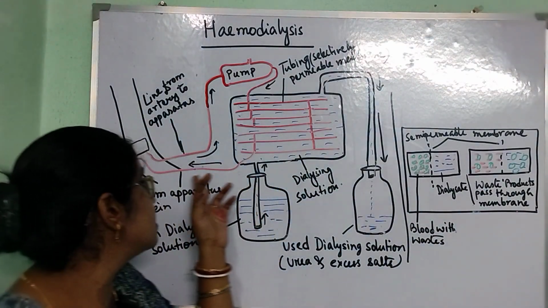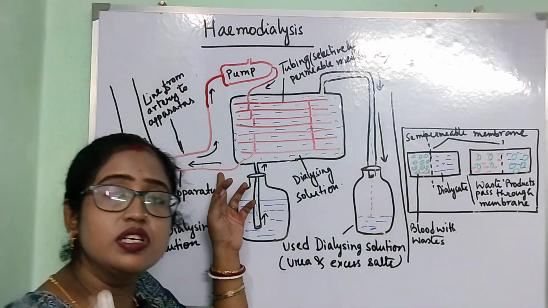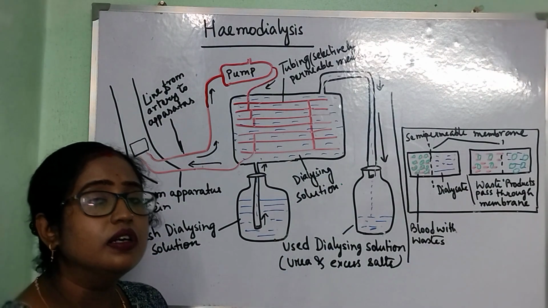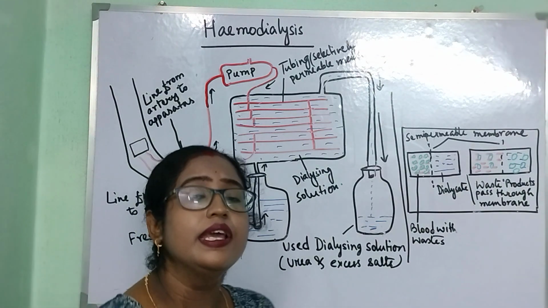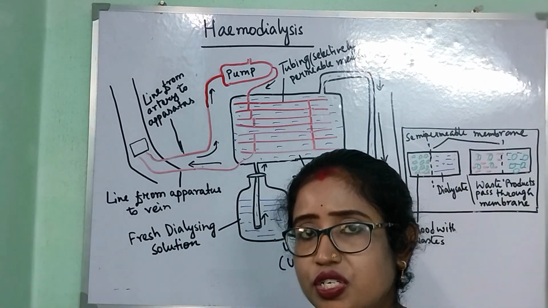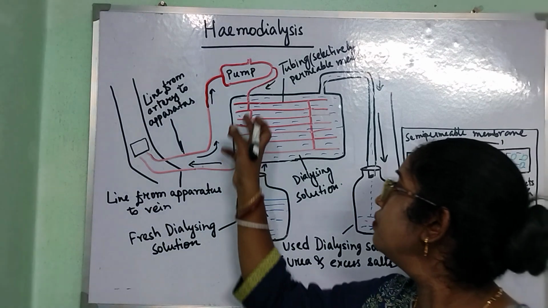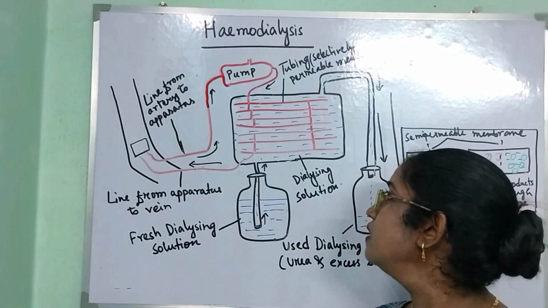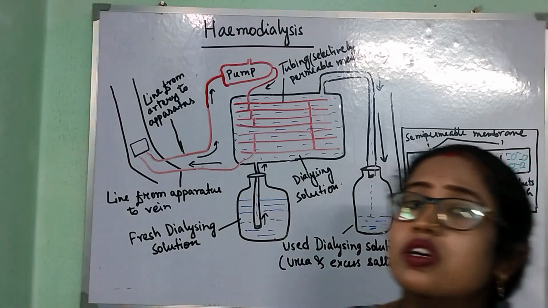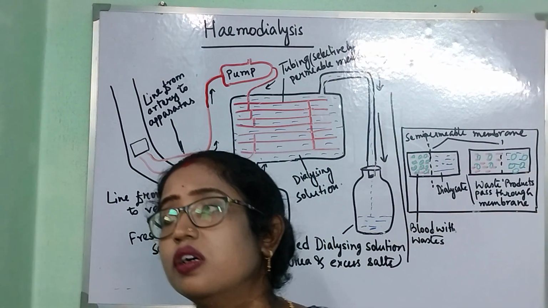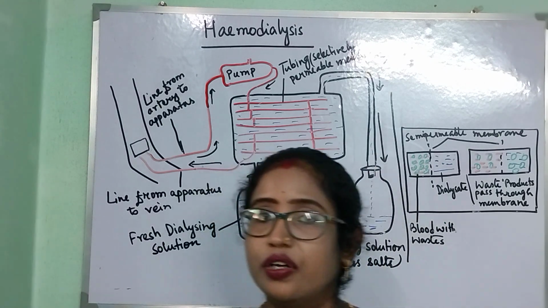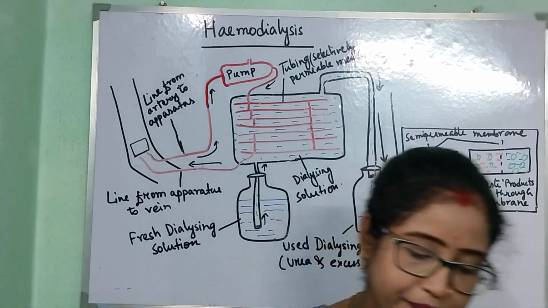The blood that is sent back to the body is first warmed to body temperature, and it is mixed with antiheparin to maintain the basic blood nature. And the dialyzing solution present in this apparatus is under very high osmotic pressure to match the blood pressure level in the patient's body.